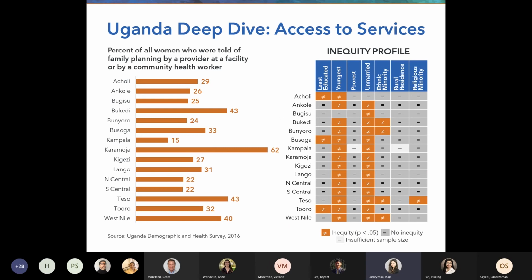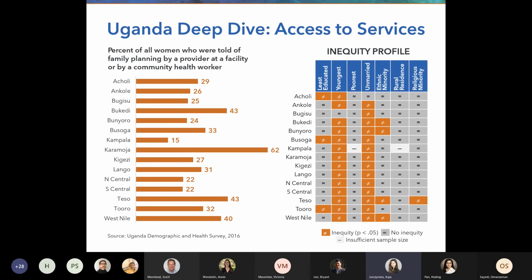On the left-hand side, you can just see the basic DHS statistics for the percent of women who were told of family planning by a provider at a facility. What this is telling us is that access to services is relatively low in most regions in Uganda, where less than 40%. So that's just the absolute level. But what about the inequity profile? And for that, you can see on the right hand of the screen here.